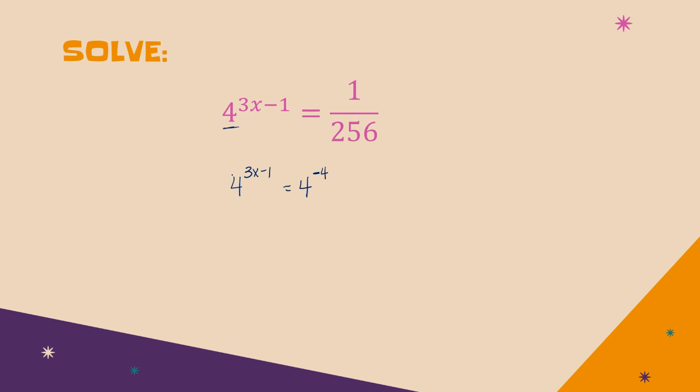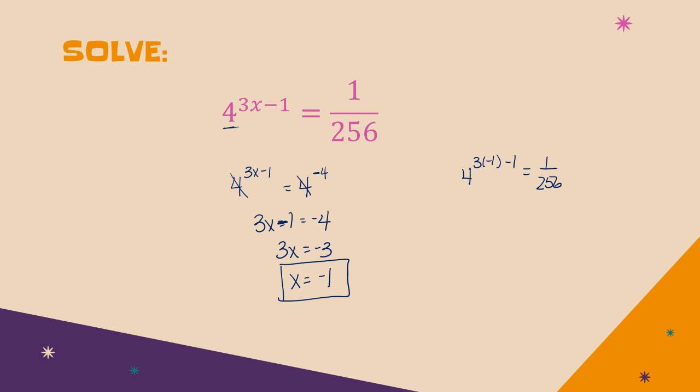Then, of course, once the bases are the same, they cancel, and I can solve what is left. Oops, 3x minus 1, sorry, is negative 4. I'm going to add 1, and then divide by 3, and I get x equals negative 1. As always, I really want to check this to be sure that my answer is correct. It can be easy to make a little mistake here.